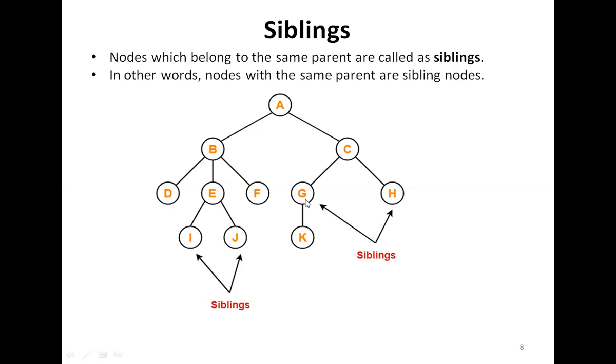Similarly, here you can see node G and node H, whose parent is the same, C. So these two are known as siblings. Like that, similarly I and J, these two nodes' parent is the same, that is E. So these two are siblings. So this is siblings. Is that clear?